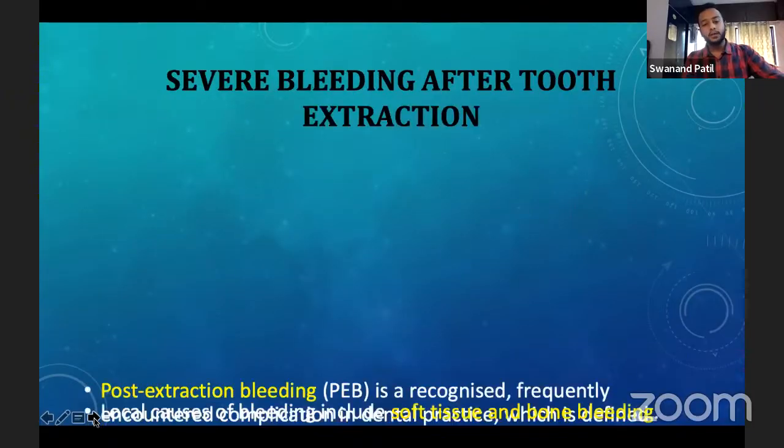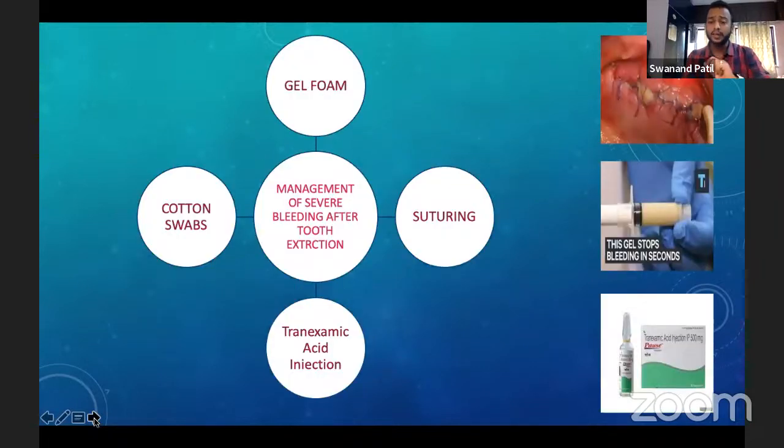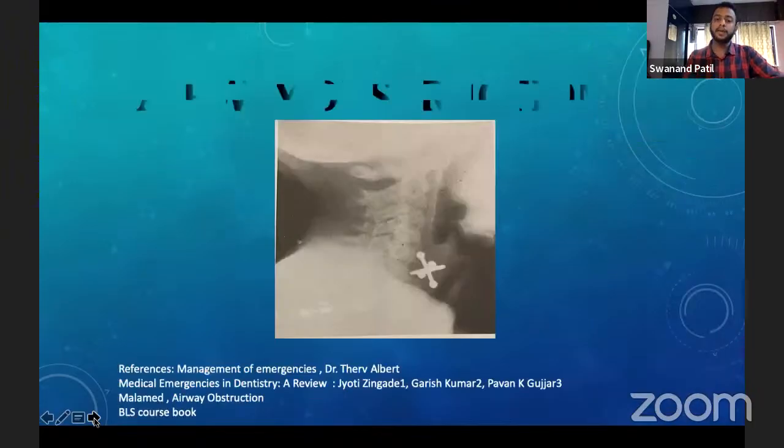Next is severe bleeding after tooth extraction. PEB, post-extraction bleeding, is the bleeding that continues beyond 8 to 12 hours. Local causes include soft tissue, bone bleeding, platelet problems, and coagulation problems. History taking is a very important part here. Gel foam, suturing, tranexamic acid injection, and cotton swabs are the management techniques.